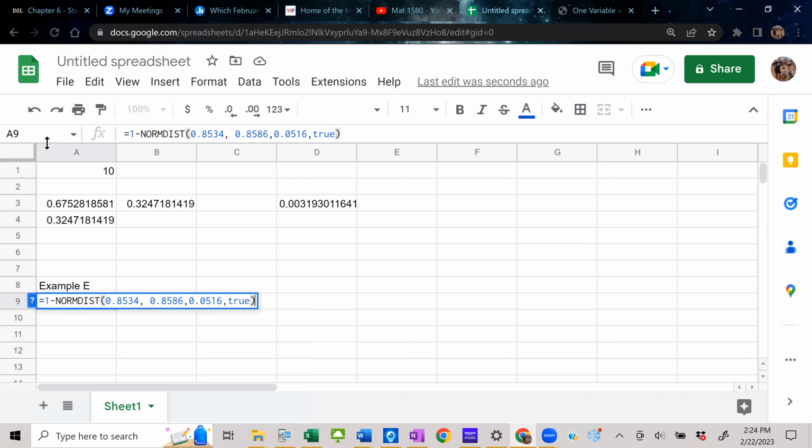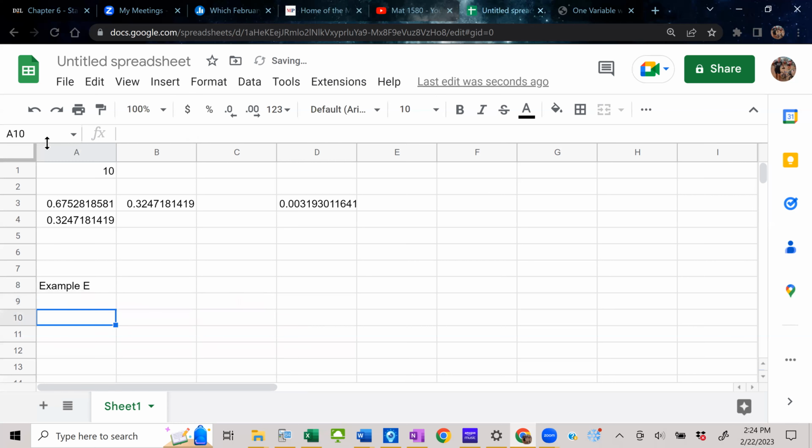All right, so 1 minus norm distribution of our probability number, 0.8534, the mean, standard deviation, and then true. About 54%. 0.5401. Now, much like the last problem, part B is going to say, all right, well, let's now take a sample of these and see what happens.